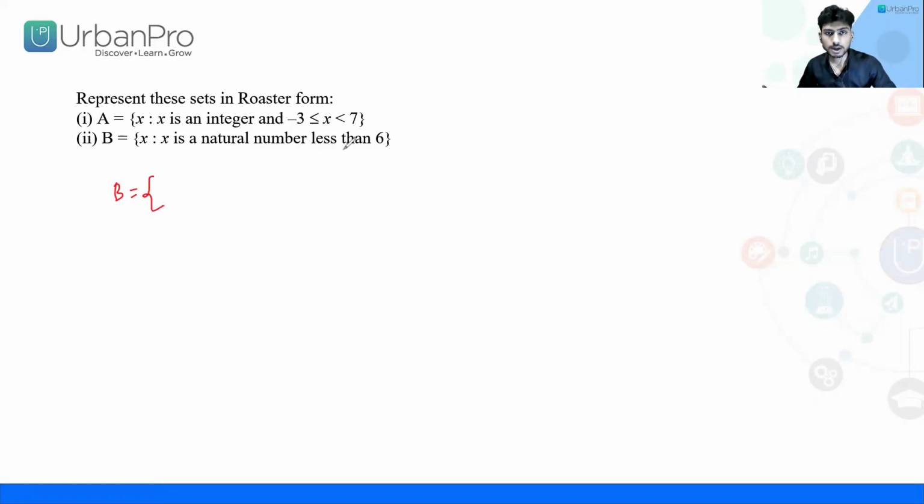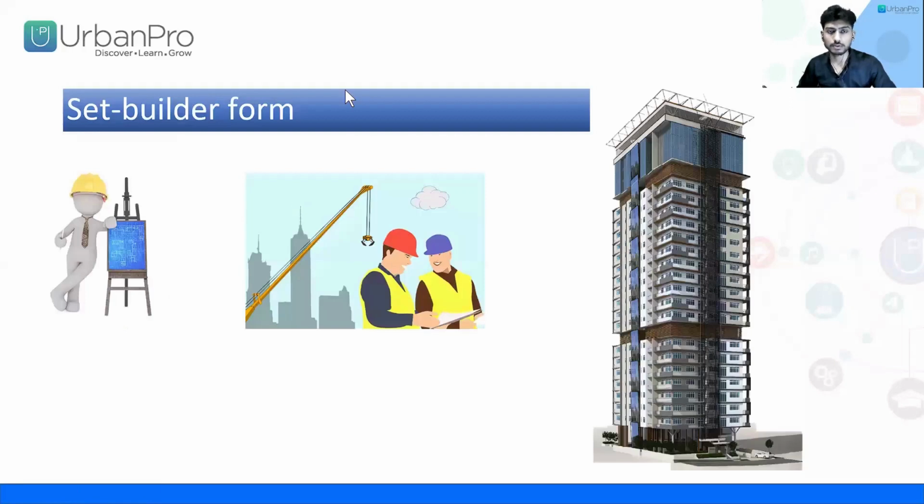x is a natural number less than 6. Means all natural numbers starting from 1 and less than 6. So we will not use 6, because it should be less than 6, not less than or equal to 6. So we will use 1, 2, 3, 4, 5 here. Yes. Now comes the next, the set builder form.